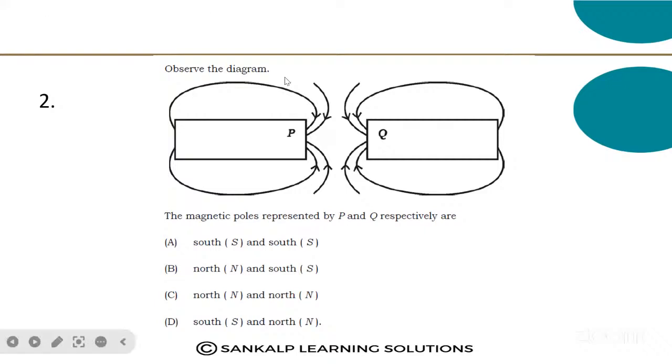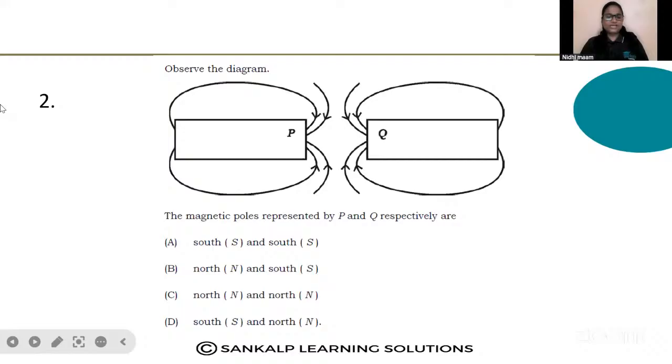Okay. So second question, let us proceed. Observe the diagram. So here we have a diagram. The magnetic poles are represented by P and Q respectively. When you consider a bar magnet, one pole will be north, one pole will be south. Here they did not use N and S. Instead of N and S, they have used P and Q.